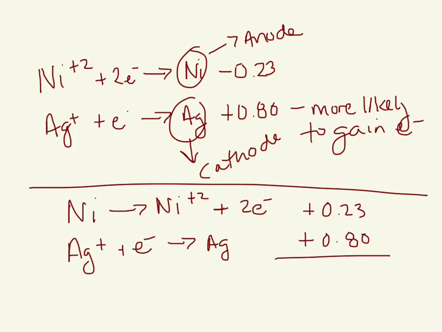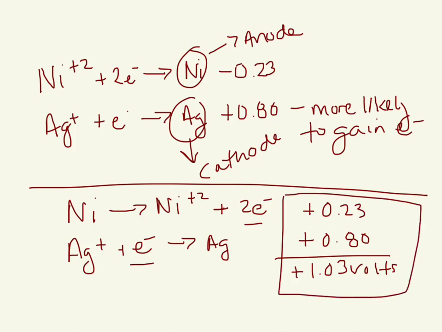And you simply add up the 2 potentials. And my answer is positive 1.03 volts. I want you to notice that the electrons did not match in the 2 equations. You do not have to balance electrons. Just ignore them. Don't multiply them. This is all you need to do to determine the voltage that you would see in a cell where you had nickel and silver as electrodes in 1 molar solutions of their respective ions at 25 degrees Celsius.